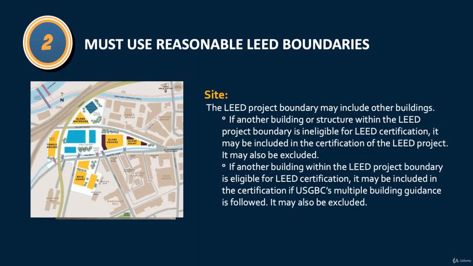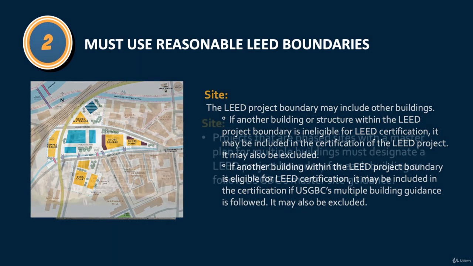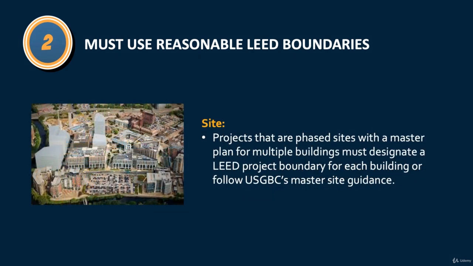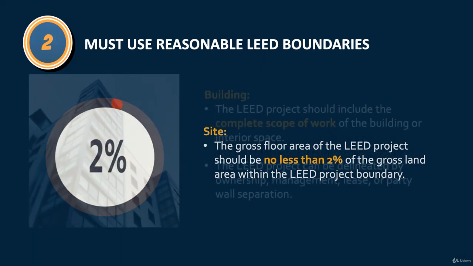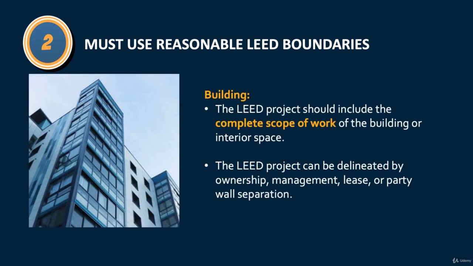The LEED project boundary may include other buildings, and it doesn't matter whether that other building or structure within the LEED project boundary is ineligible for LEED certification or is eligible for LEED certification. It may be included and it may be excluded. Projects that are phased sites with a master plan for multiple buildings must designate a LEED project boundary for each building or follow the USGBC master site guidance. And the GFA of the LEED project should be no less than 2% of the gross land area within the LEED project boundary.